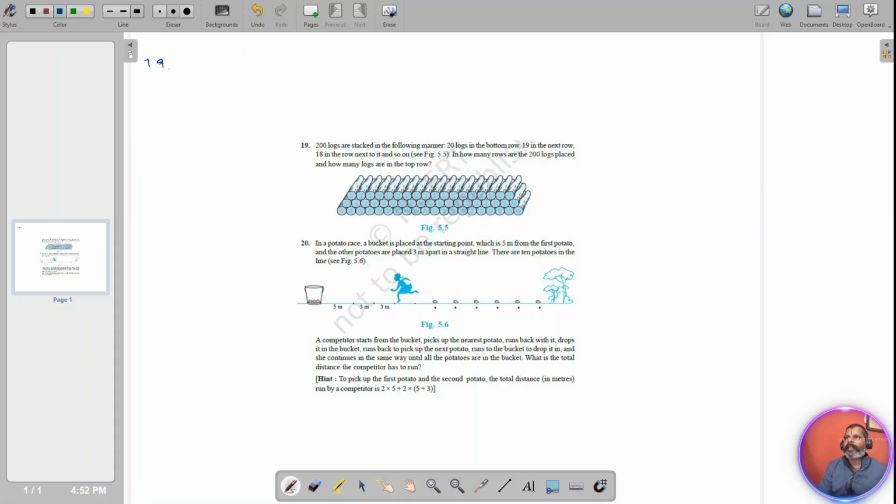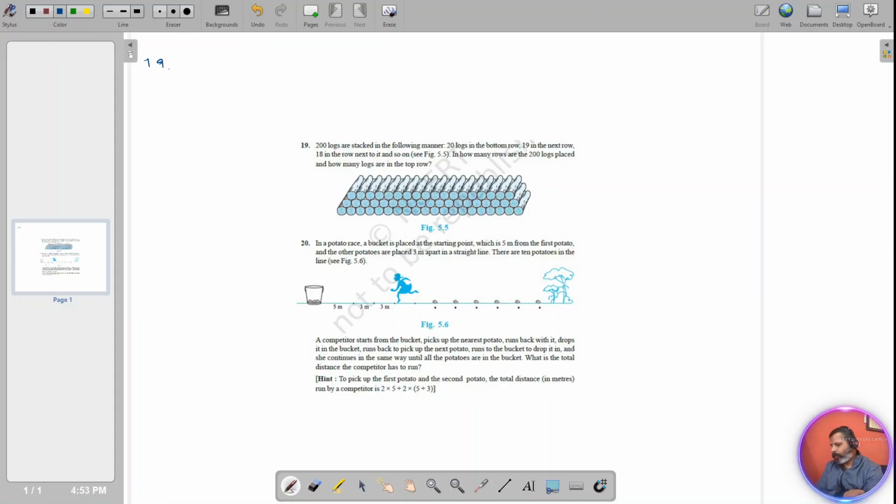200 logs are stacked in the following manner. 20 logs in the bottom layer, above that 19, above that 18, and it goes on like that. So if you start from 20 logs in the bottom layer, 19 above that and 18 above that, how many layers will be stacked so that 200 logs get covered? Okay, that is the question. And the top layer will have how many logs in it?